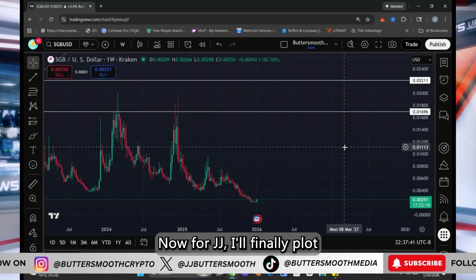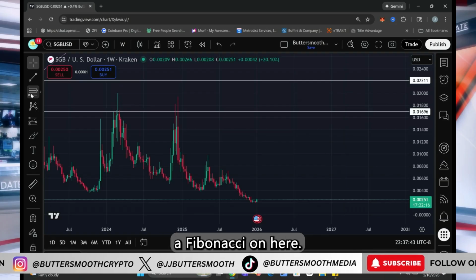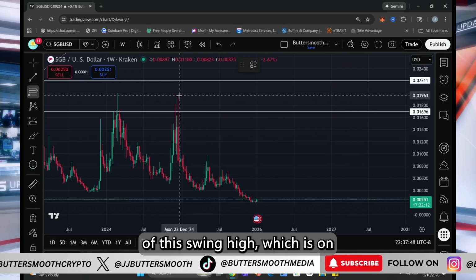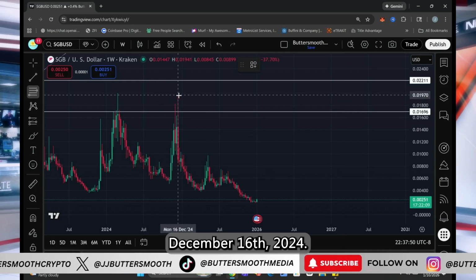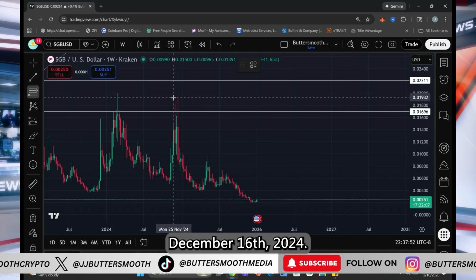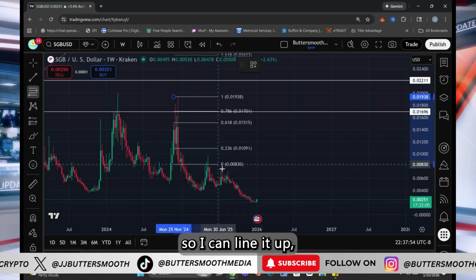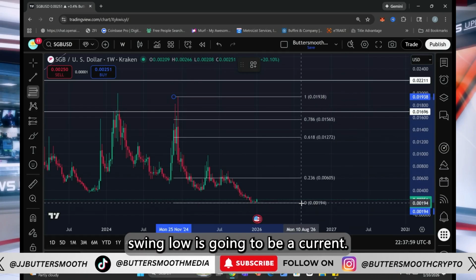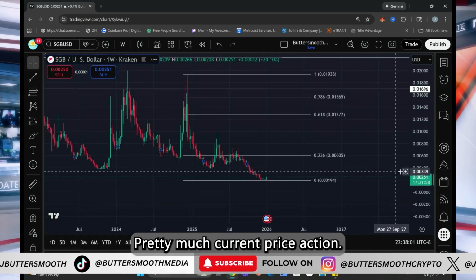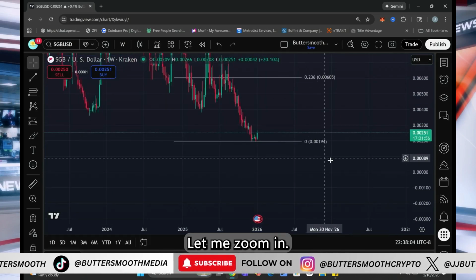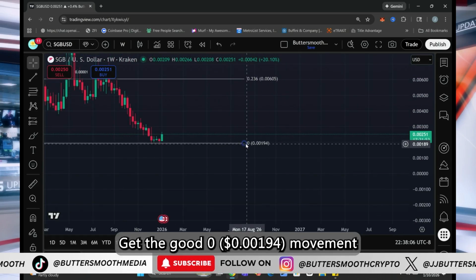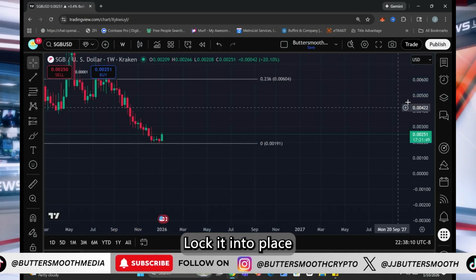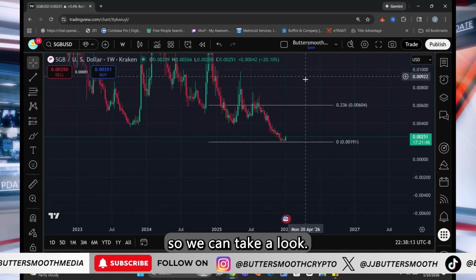Now for JJ, I'll finally plot a Fibonacci on here. We're going to go based off of this swing high, which is on December 16th, 2024. I'm just moving off to the side so I can line it up. And it looks like our swing low is going to be at pretty much current price action. Let me zoom in to get the good zero movement of our Fibonacci. Perfect. Lock it into place and adjust the chart back so we can take a look.